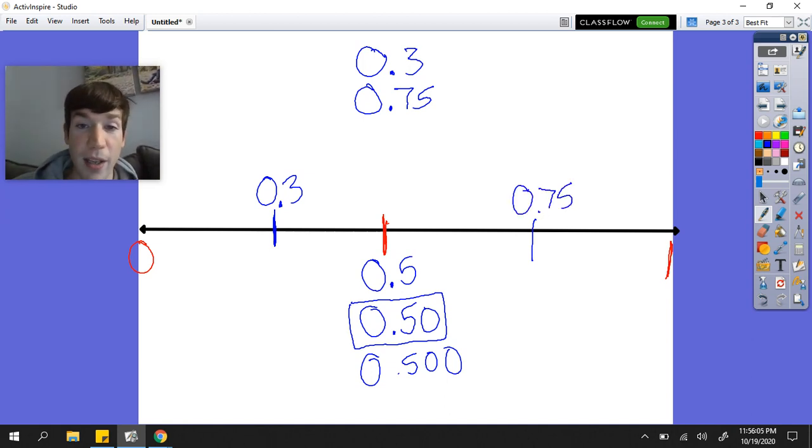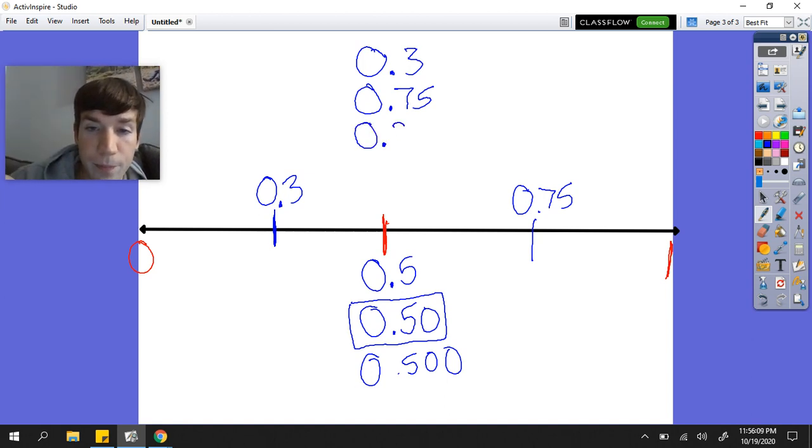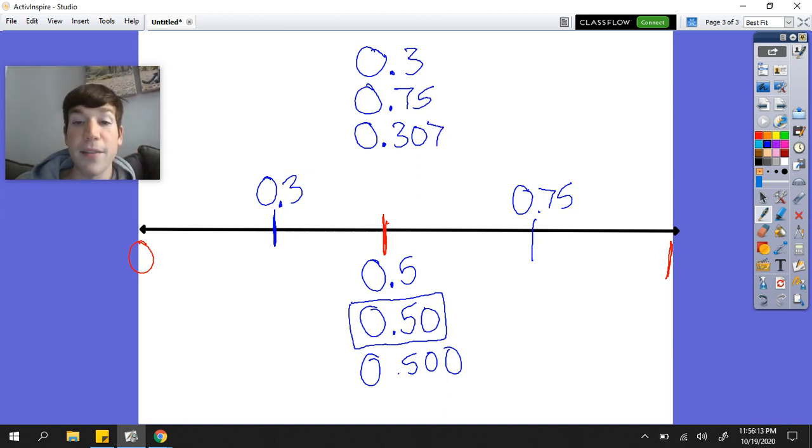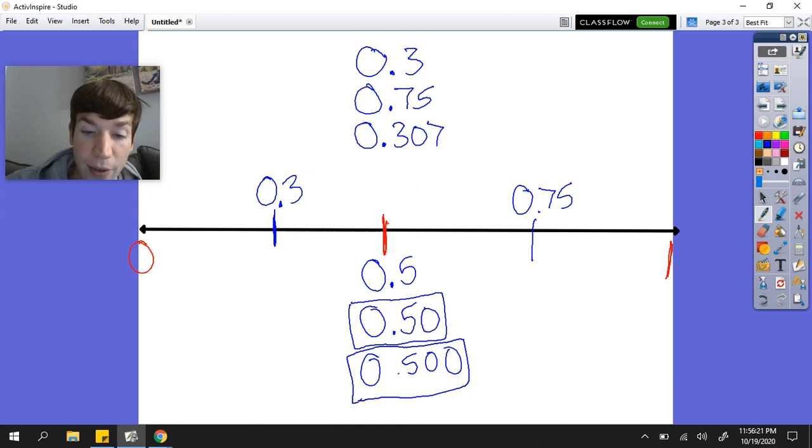We could do the same thing if we looked at a thousandths decimal. So let's say we had an example like this, 307 thousandths. We'd ask, is it more than half or less than half? Well, we know that 500 thousandths is half, so 307 is less than that. So it's going to fall somewhere between 0 and a half. And you're going to notice it's pretty similar to this number here.